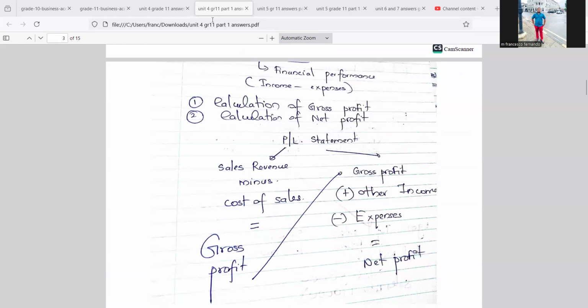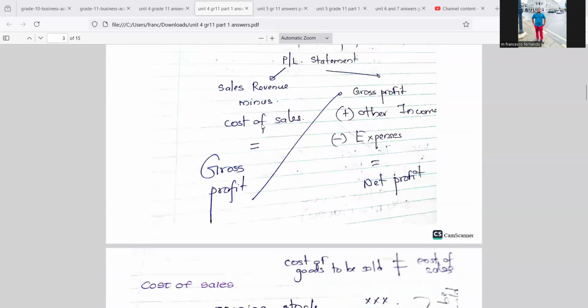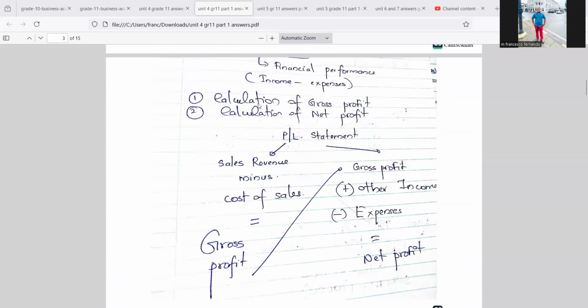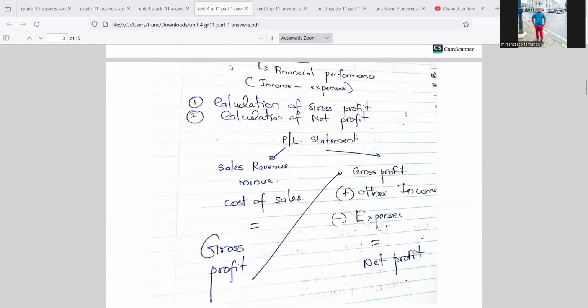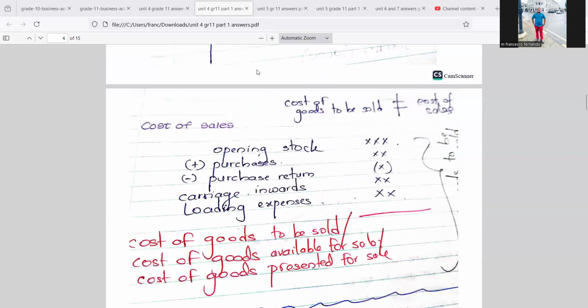So if we come to the financial performance, we have the gross profit and the net profit. How to find the gross profit? Sales revenue minus cost of sales. Then how to find the net profit? To find the net profit, we have to start from the gross profit. So gross profit plus other income minus expenses. That is how to find the net profit.